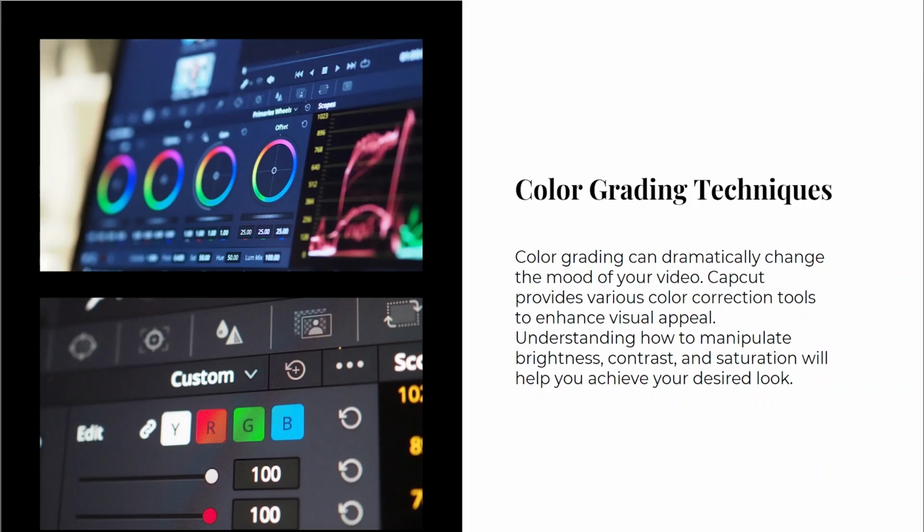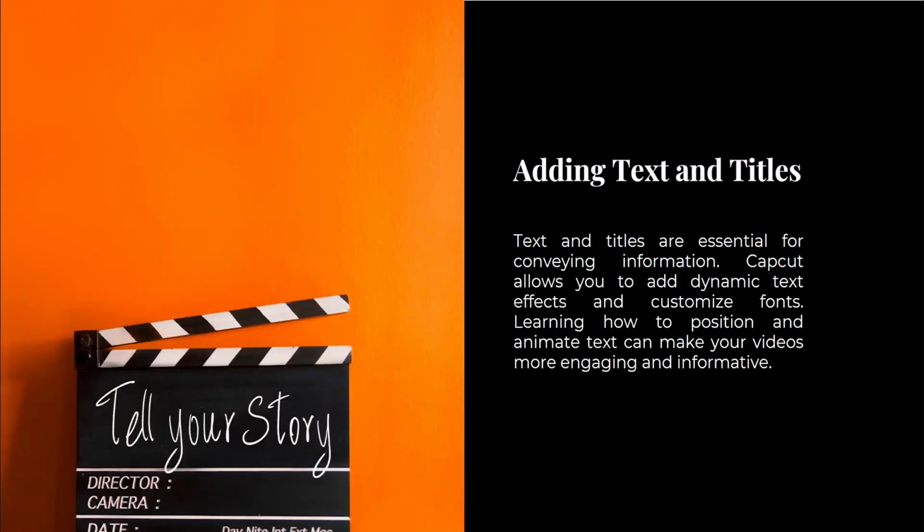And inside CapCut only, I show you how you can adjust the brightness, the contrast, and also the saturation, and how it is very important for us to learn about all these things. So now I hope color grading is clear for now. And the next thing we are going to learn throughout this tutorial is about adding text and titles.